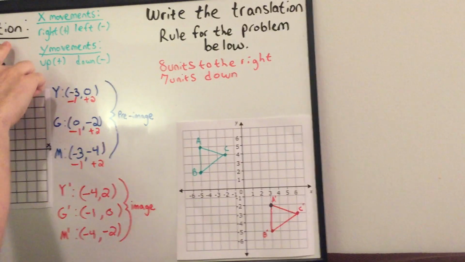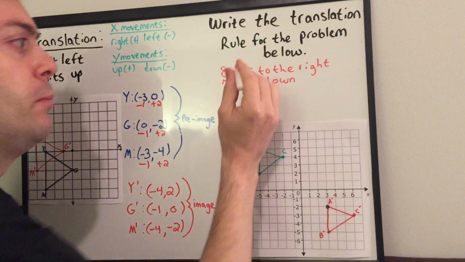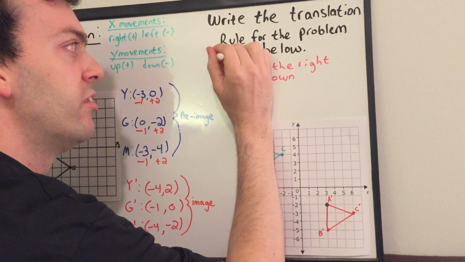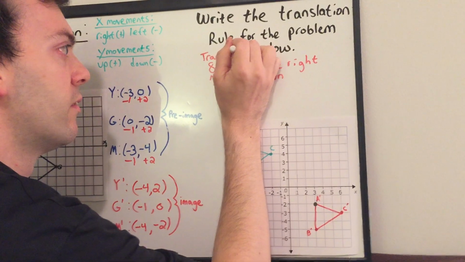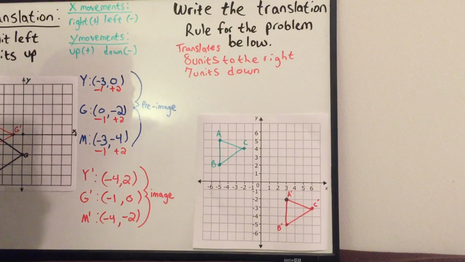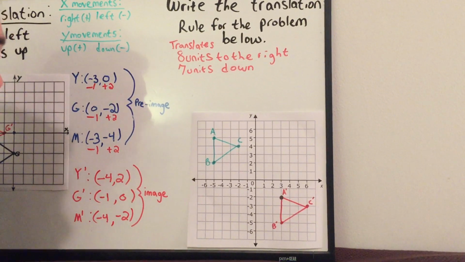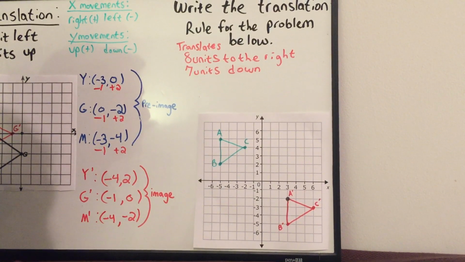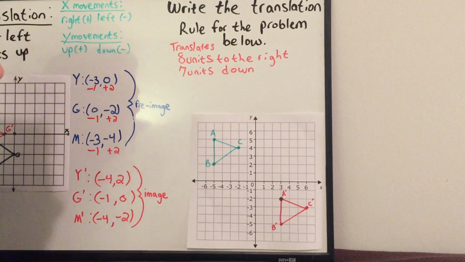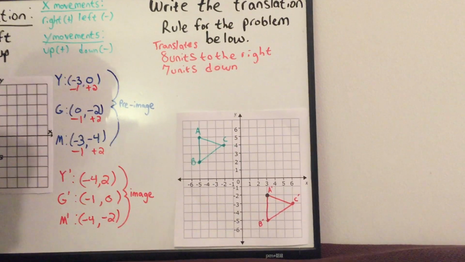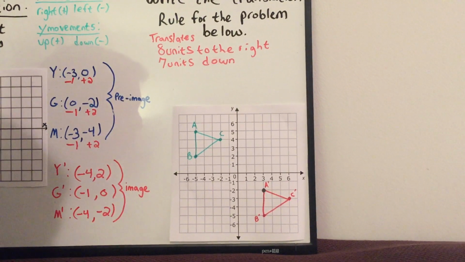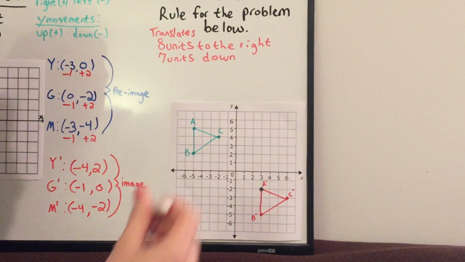Now, it kind of looks similar to here. And some people would say, Mr. Brodeur, can't I just say it translates 8 units to the right and 7 units down and be done? Well, that is part of it, but with translation, we actually want to make sure we use a particular notation. And here is the notation you want to use to get full credit on this problem.